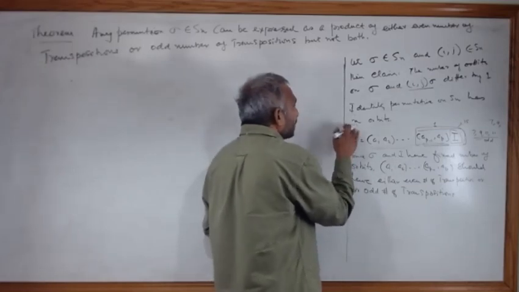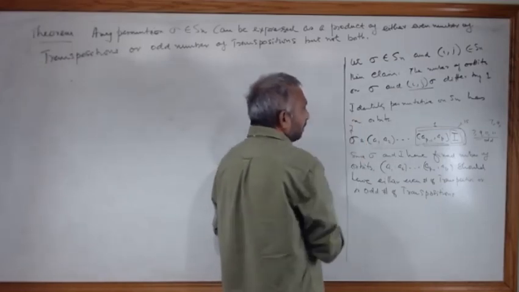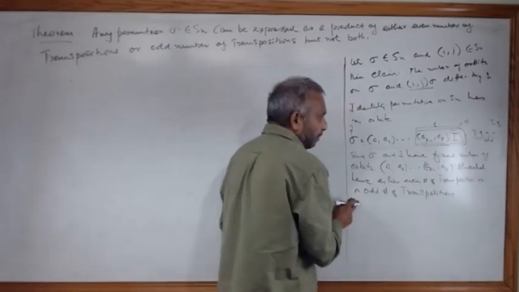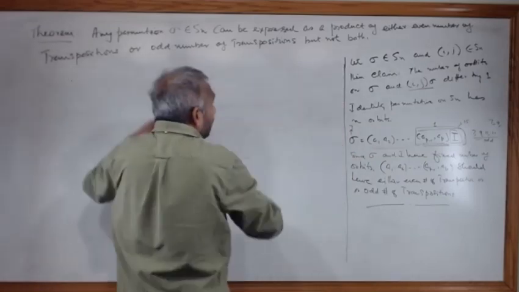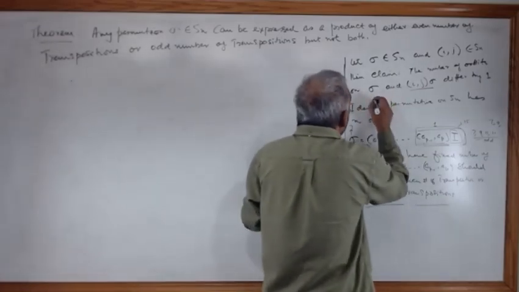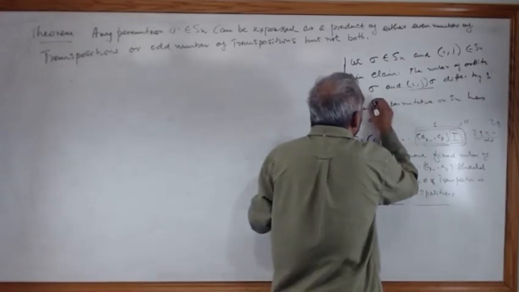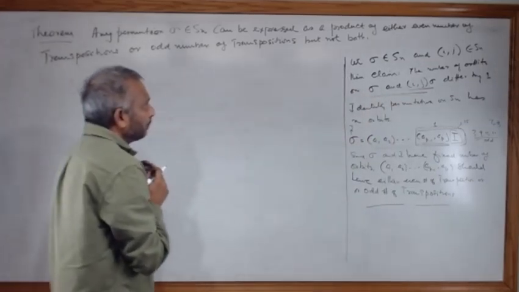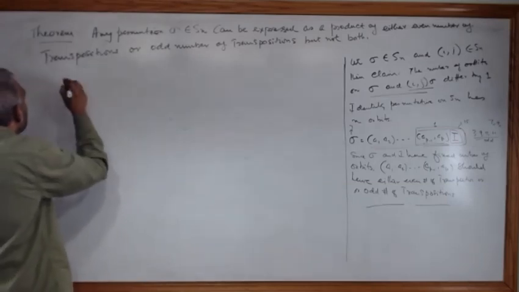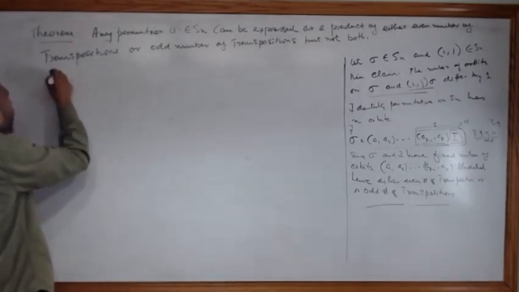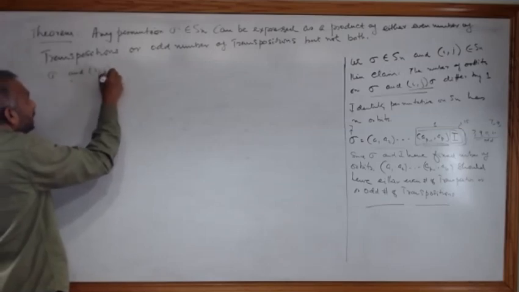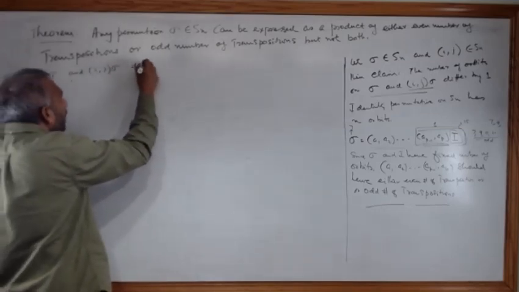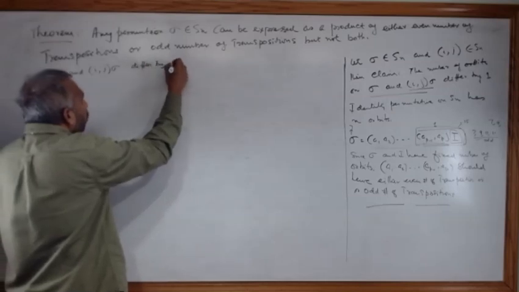And suppose this is 7, then this has to be even, and that is what I am trying to say here. So we will prove this result once we establish this sub result. So let us, there are 3 cases here. What we are trying to prove here is that the number of orbits on sigma and (i, j) sigma differ by 1. Number of orbits.